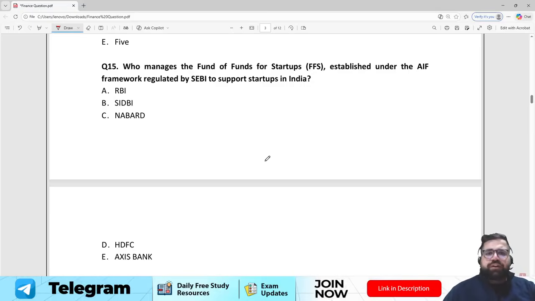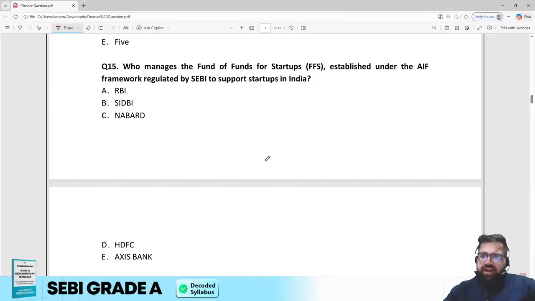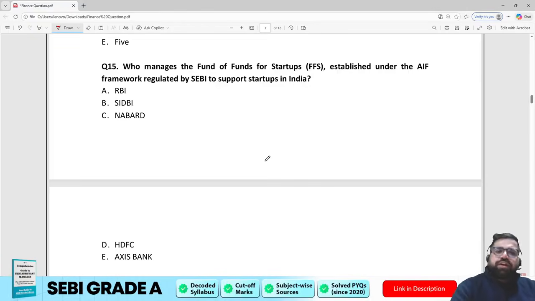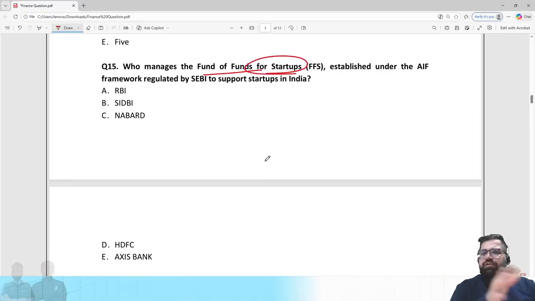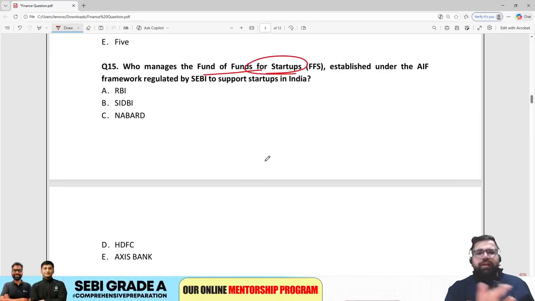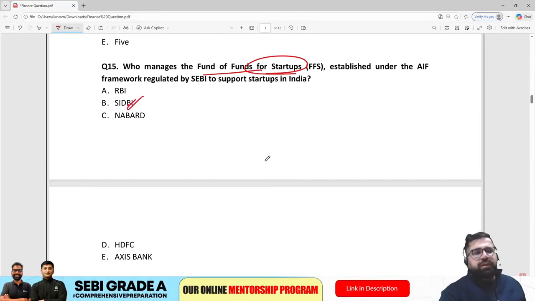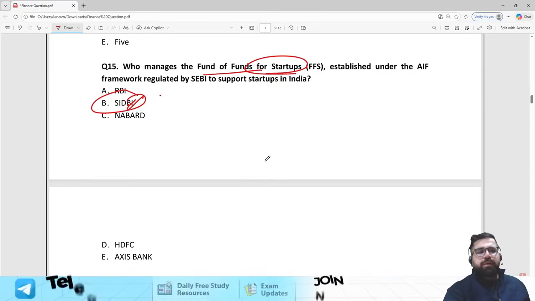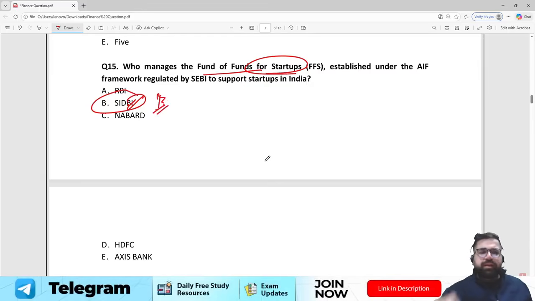Who manages fund of fund for startups established under AIF, Alternative Investment Fund, framework regulated by SEBI to support startups in India? Now, fund of funds for startup is also categorized as MSME only, right? And all the MSMEs come under the regulation of SEBI. So your answer will be option number B, right?